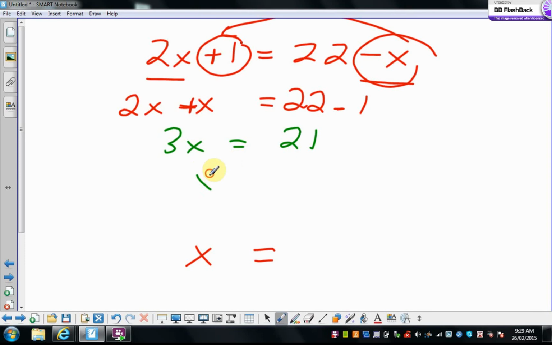I want to get rid of the 3. So it's multiplying on the one side, I divide on the other side. X is equal to 21 over 3. In this case, it's equal to 7. Okay, you can do a check after to confirm that that is correct.